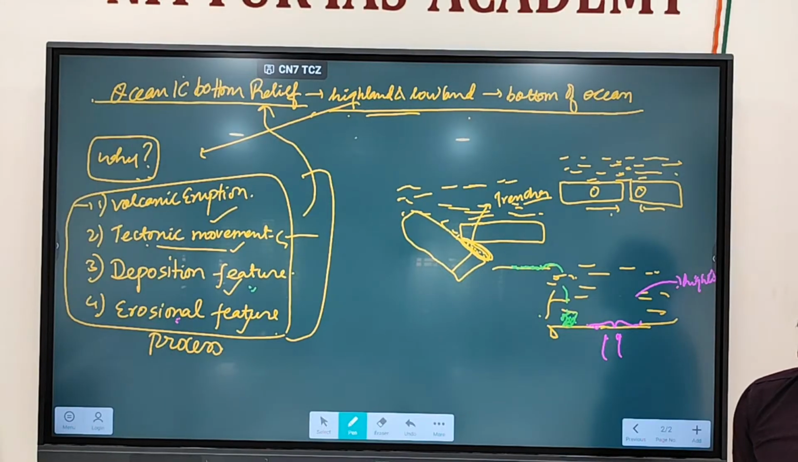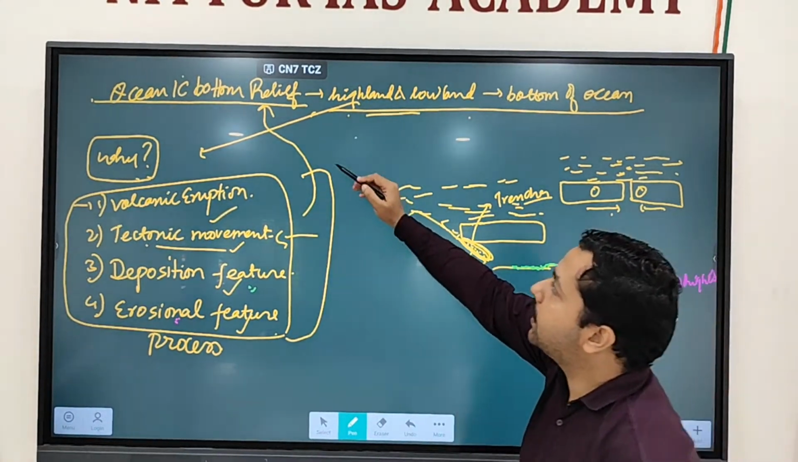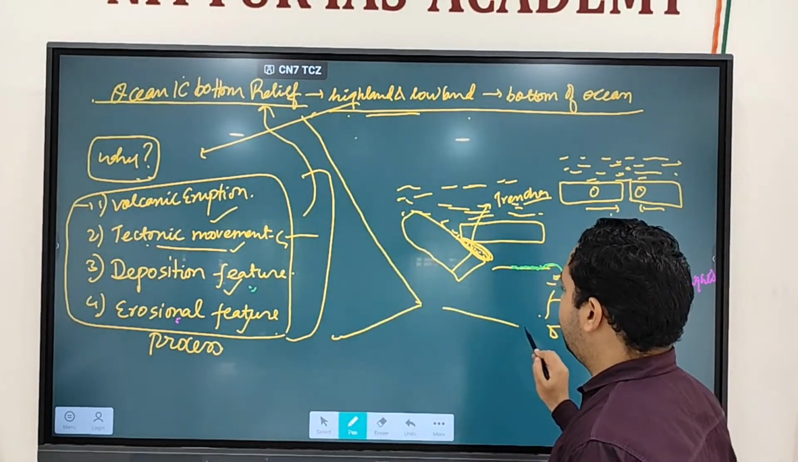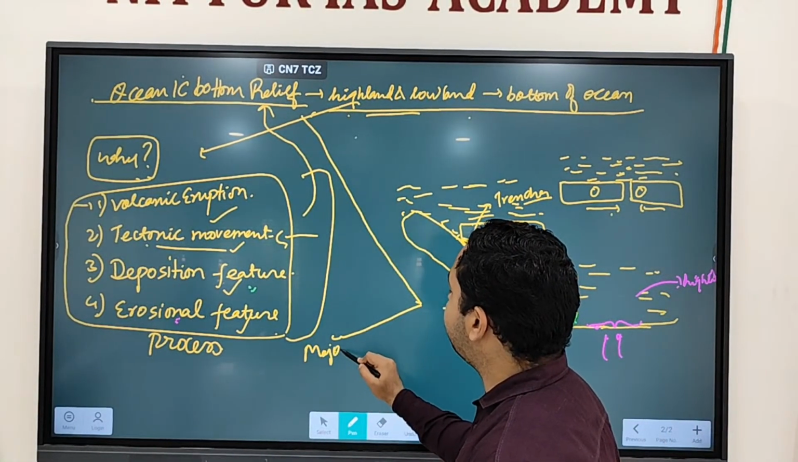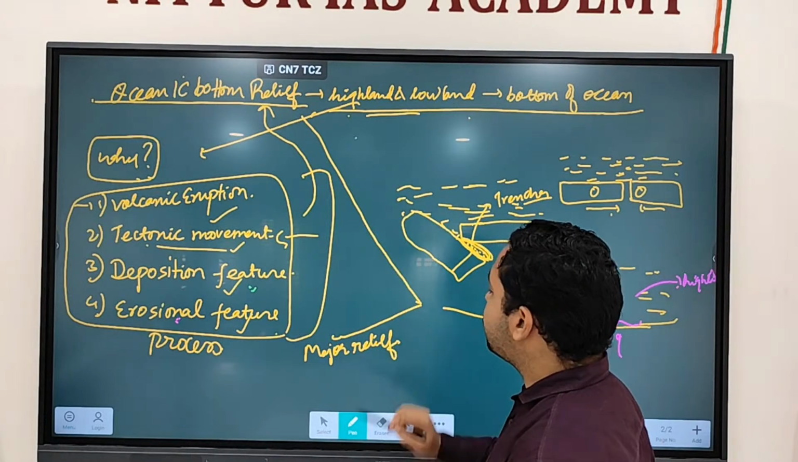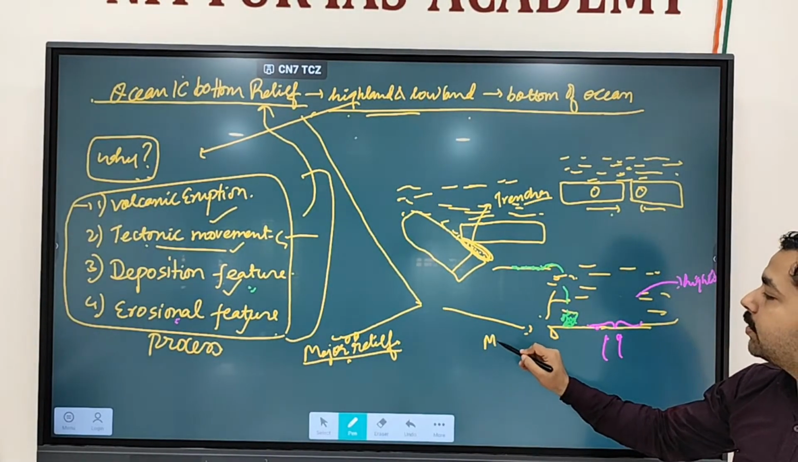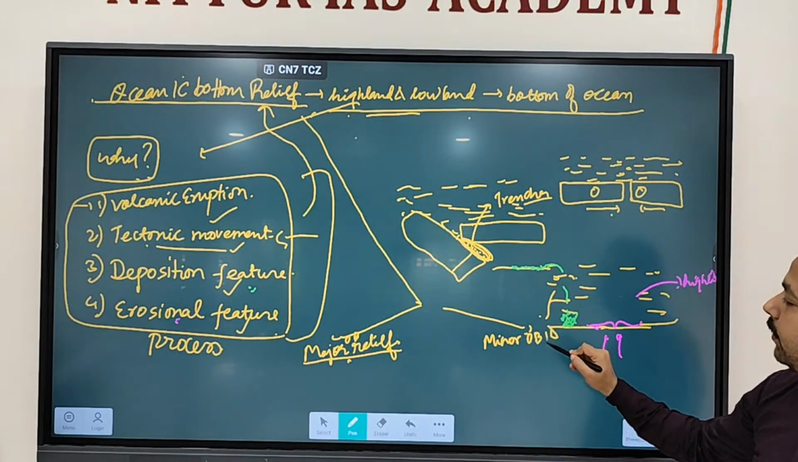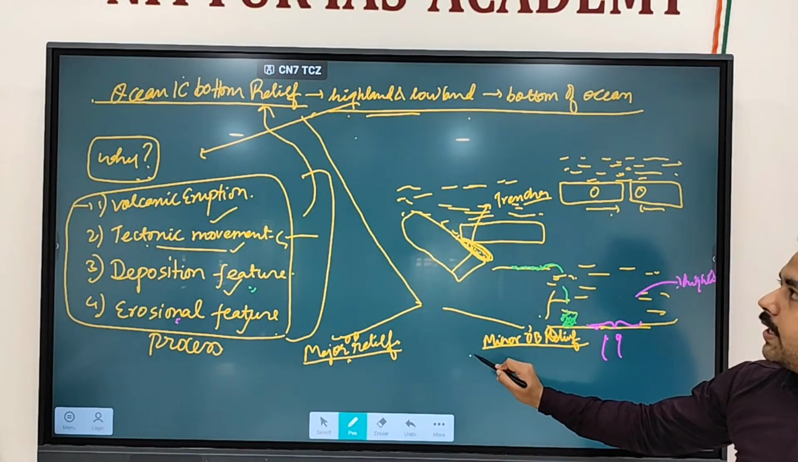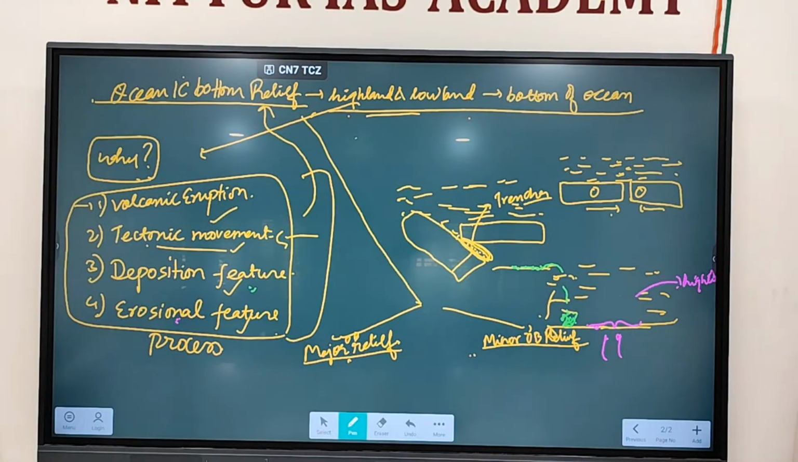Fine. So now we are coming to see what these oceanic bottom reliefs are. Primarily we classify this relief into two parts. They are referred to as major oceanic bottom relief and minor oceanic bottom relief. So oceanic bottom relief we categorize into two different parts: one is called major oceanic bottom relief, another we call minor oceanic bottom relief.